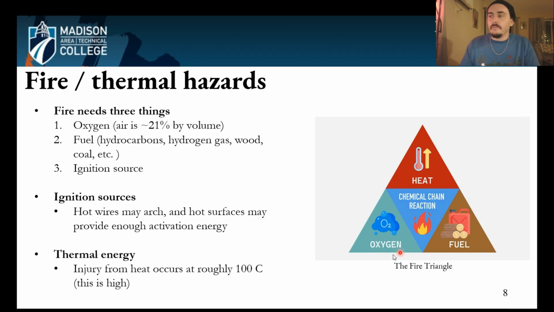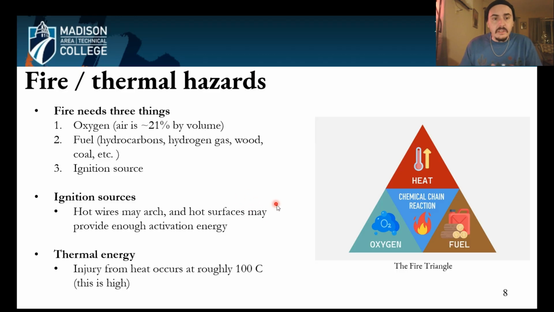So this here on the right is the fire triangle. In order for there to be a fire, we need three things, and that's illustrated in this triangle. We need oxygen, fuel, and some sort of ignition source, or heat in this case. You can supply enough heat to get above the activation energy and have ignition. But you need oxygen, which is present in the atmosphere at about 21% by volume. And fuel, so any sort of hydrocarbon, hydrogen gas, something that you can combust with oxygen.